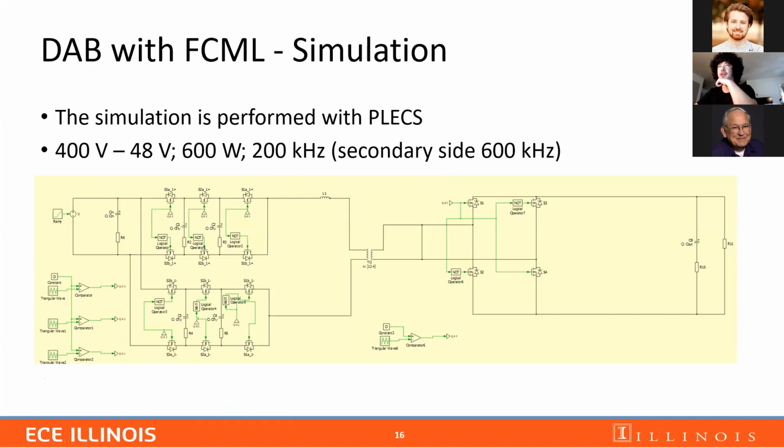And now I will be showing the simulation results. I did a simulation in PLECS, and the circuit is shown below. I set the input voltage to 400 volt. My target output voltage will be 48 volt, and target output power will be 600 watt. The switching frequency for the primary side switches will be 200 kilohertz, so the secondary side switching frequency will need to be 600 kilohertz.